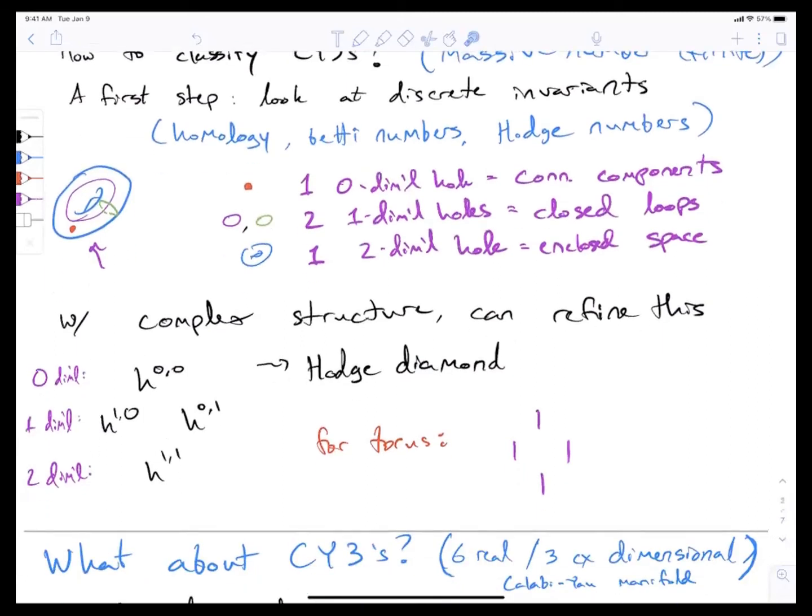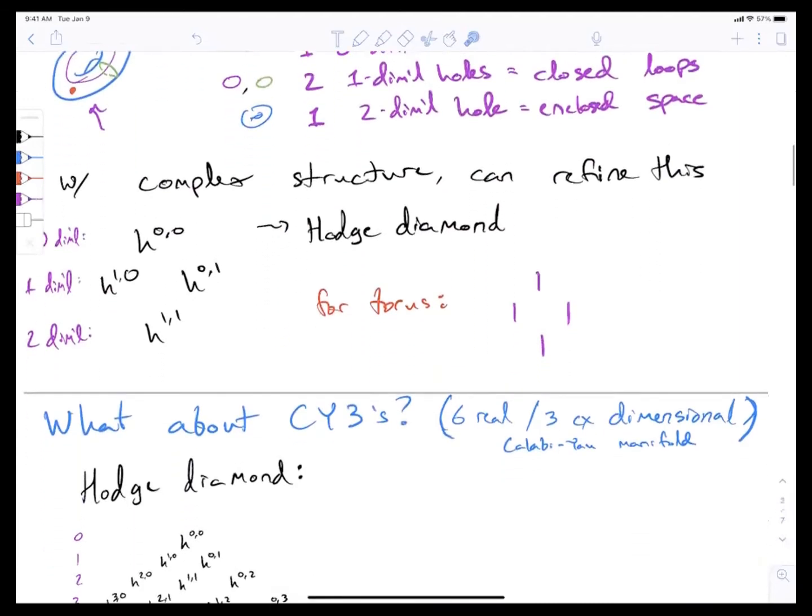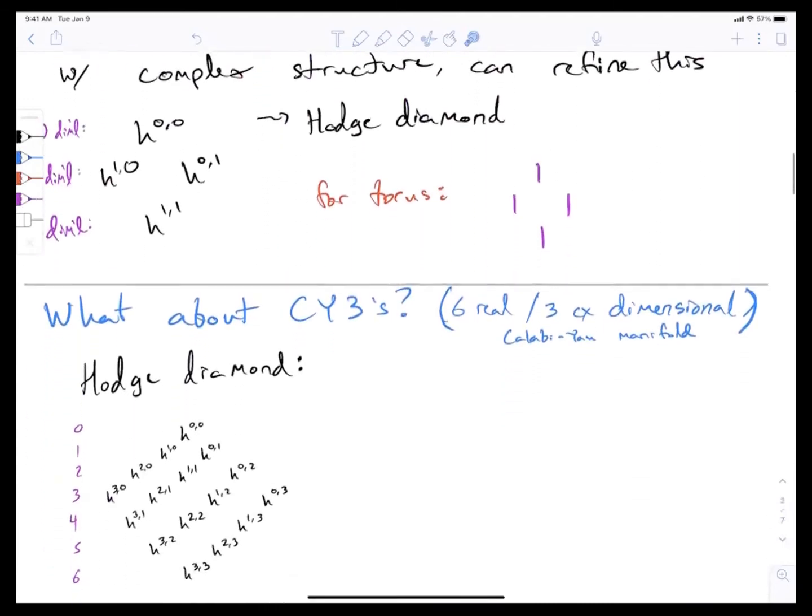So remember, this is 6 real dimensions, 3 complex dimensions. So you have 0-dimensional holes all the way up to 6-dimensional holes. And the Hodge diamond is a little more complicated. It doesn't matter too much, but there's these 16 different numbers we get, where again, the row is the dimension of the hole, and we're breaking those up in some certain way. So this is the Hodge diamond of a complex 3-dimensional manifold.